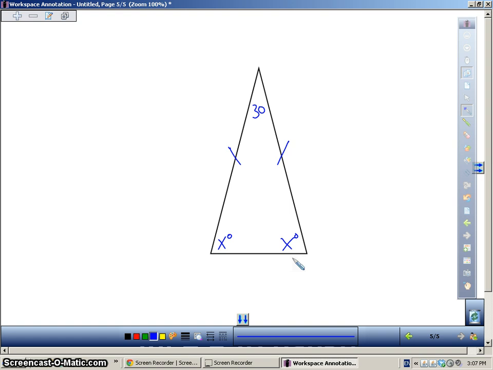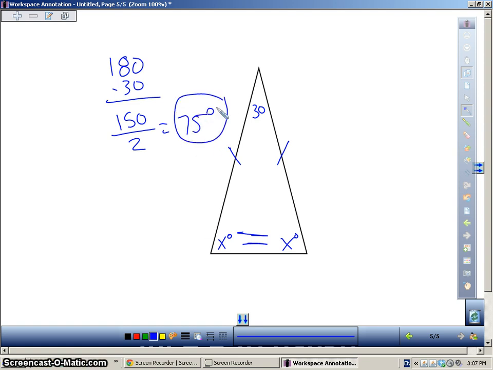So I know that these two are going to be the same. So I just need to take the 180 that we talked about before, which is the total number of degrees inside. We're going to subtract the 30 off, which gives me 150 degrees left. And I just need to split that between the two angles there. So I just divide that by 2, and that'll give me 75 degrees for each one. And that's what x equals.